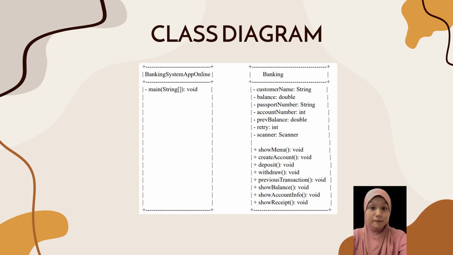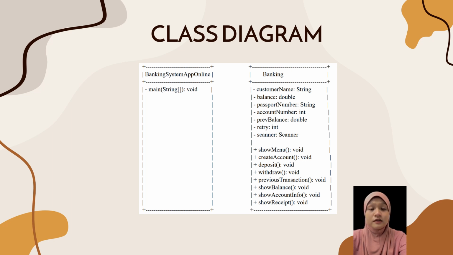Assalamualaikum, selamat sejahtera. My name is Nur Fazana binti Abu Zairan. My metric number is 10DT22F1125. I will explain the class diagram. The class diagram describes an online banking system. The banking system app online class is the main class with a main method serving as the program entry point.